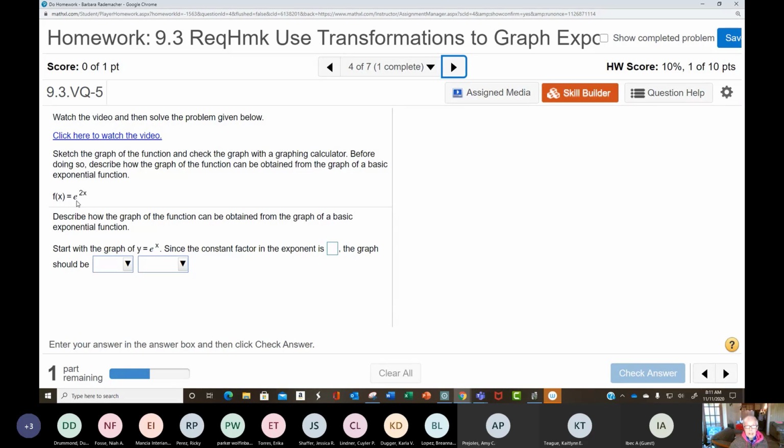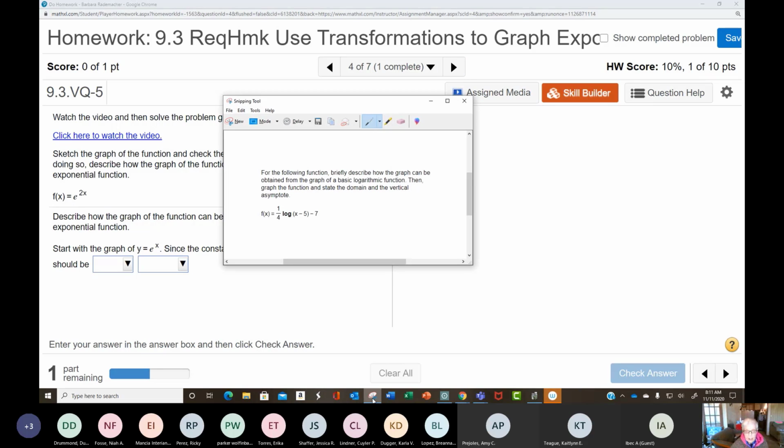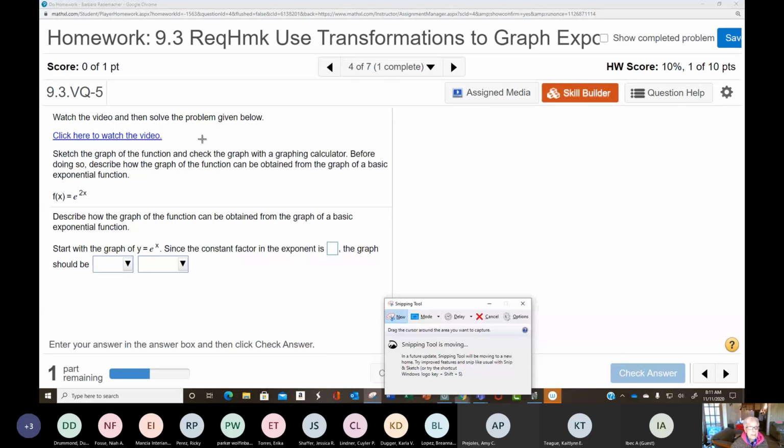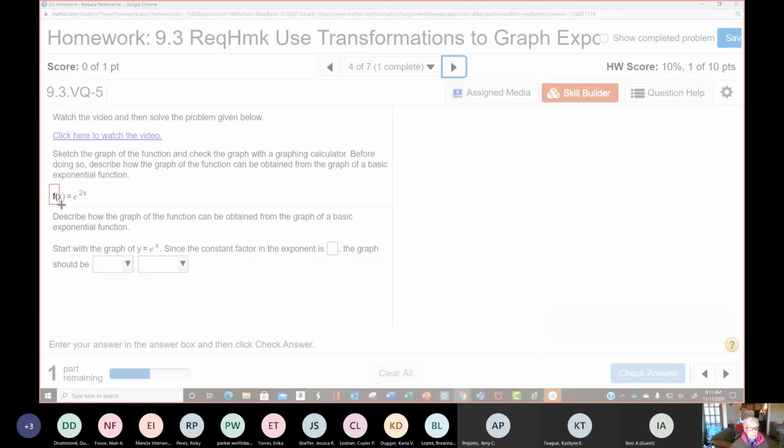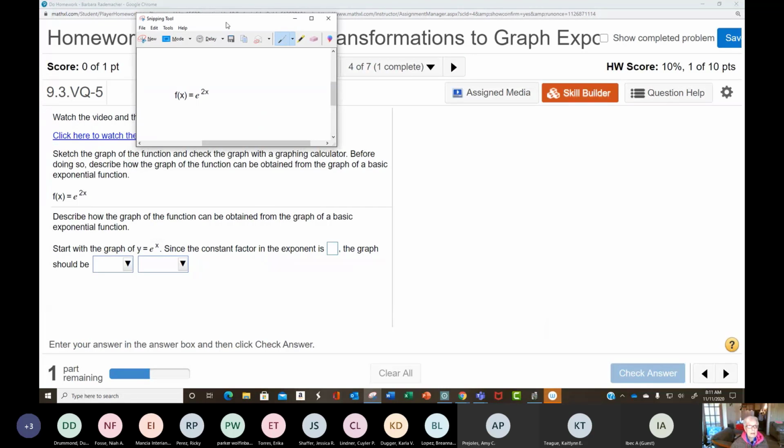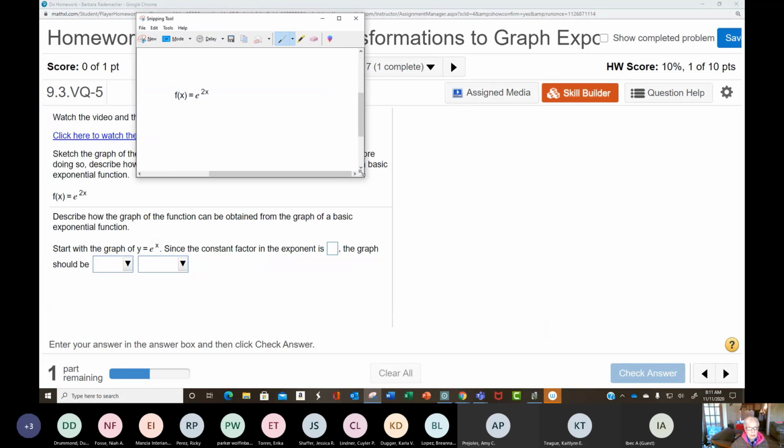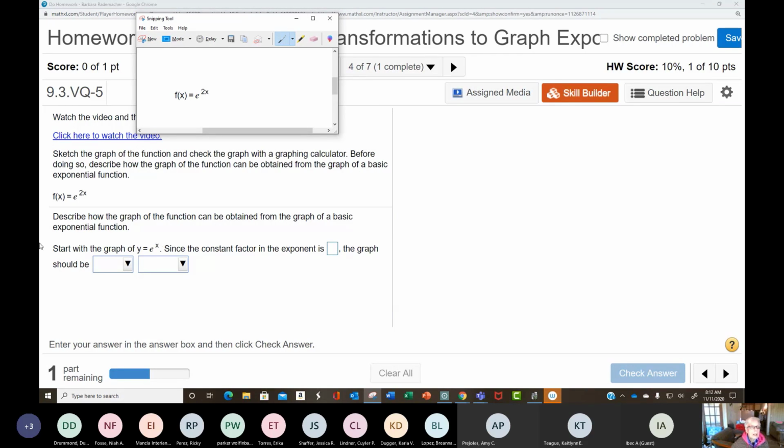Now here we have e to the 2x. It says, describe how the graph of the function can be obtained from the graph of a basic exponential function. You might feel a little bit afraid of e right now. In fact, I'm going to do this. This will help. This will make it bigger. There. Oh well. This is going to be e to the 2x.